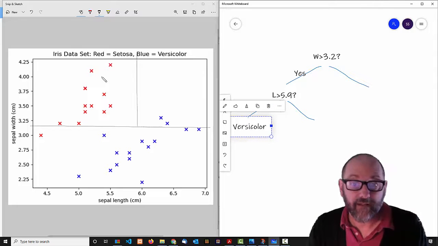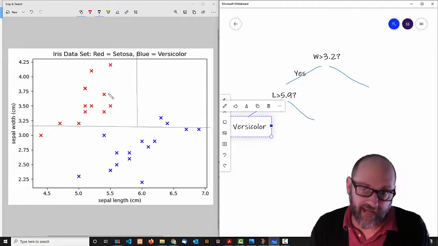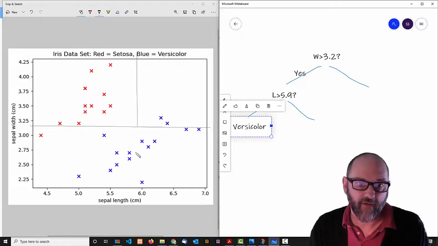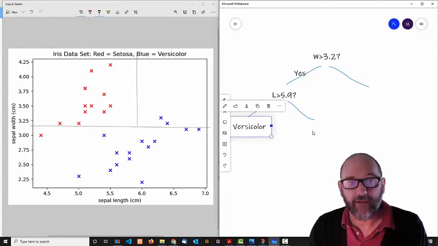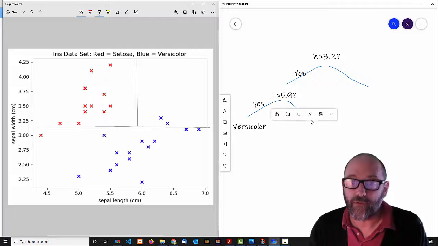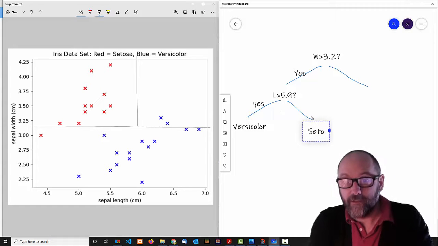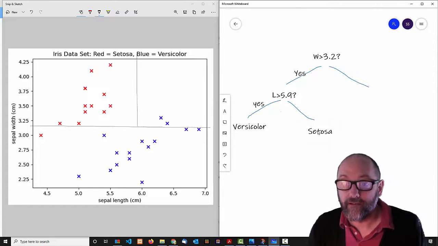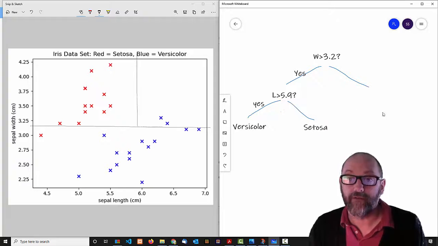And on the right-hand side of the tree, which is the left-hand side of the data, because over here we're less than 5.9, the answer down here is setosa. There's no work to be done. It's just setosa, like that. So we've finished the left-hand side of our tree.